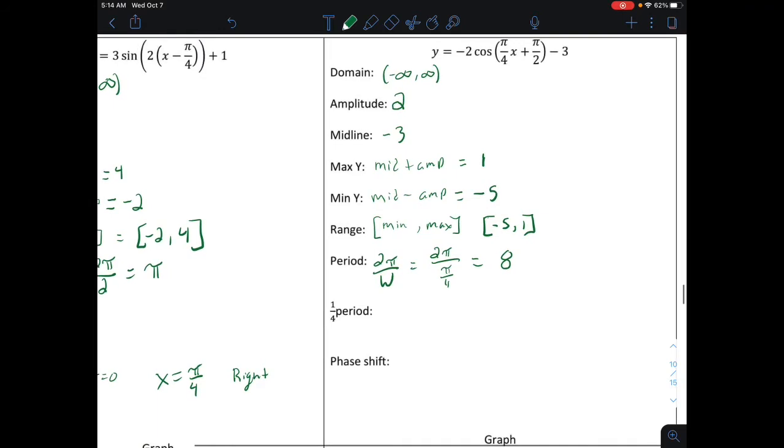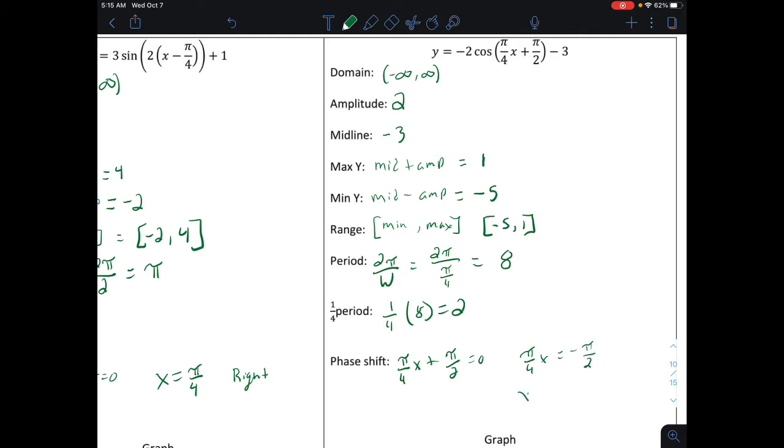We have 8 units. Now we're going to quarter that because that's the distance between our critical points. And so a quarter times 8 gives me 2. And we go find our phase shift. So phase shift, set the inside of the trig function equal to 0. And then we'll go solve for x. So that's going to give us pi over 4x is equal to -pi/2. And then we go solve, and you wind up getting x is equal to -2.